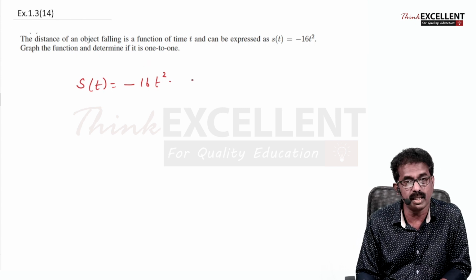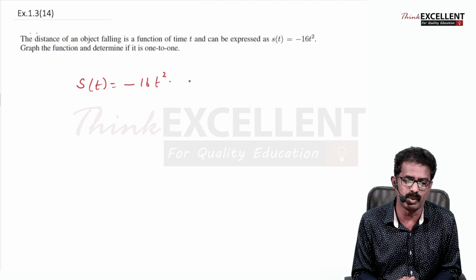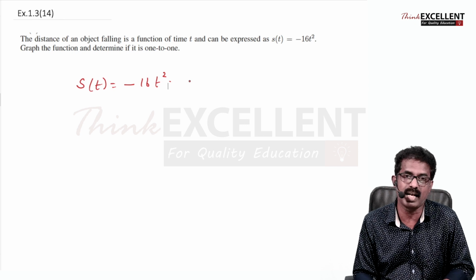Okay, let us see. To check one-one, the method is: f(a) equal to f(b) implies a equal to b. Then you say it is one-one, right? That part you can check. But they asked to draw the graph.